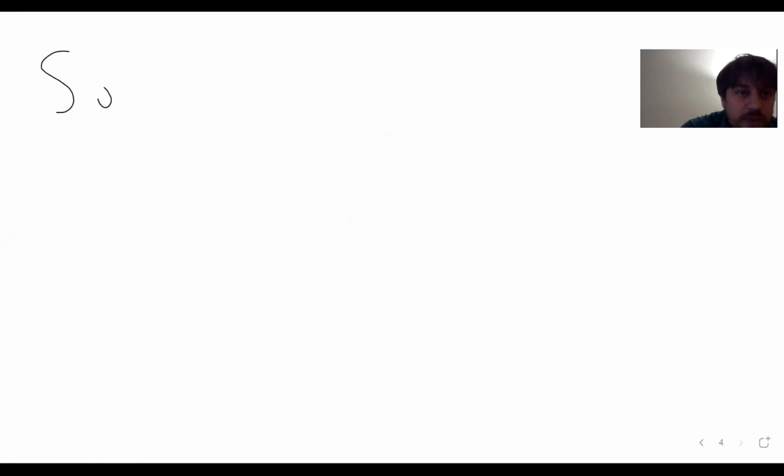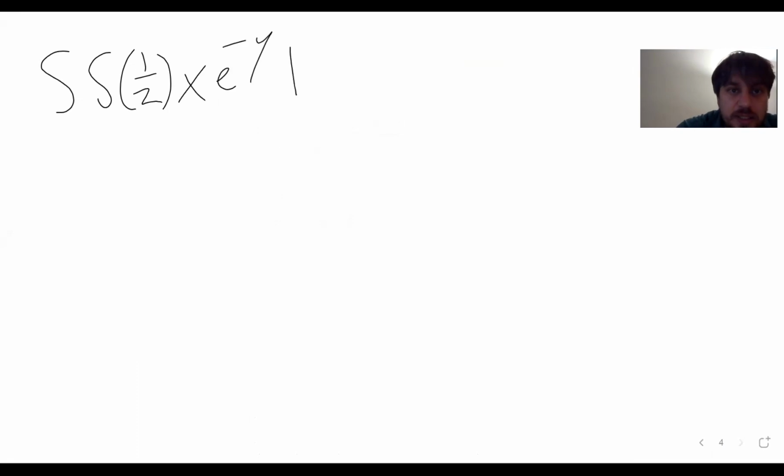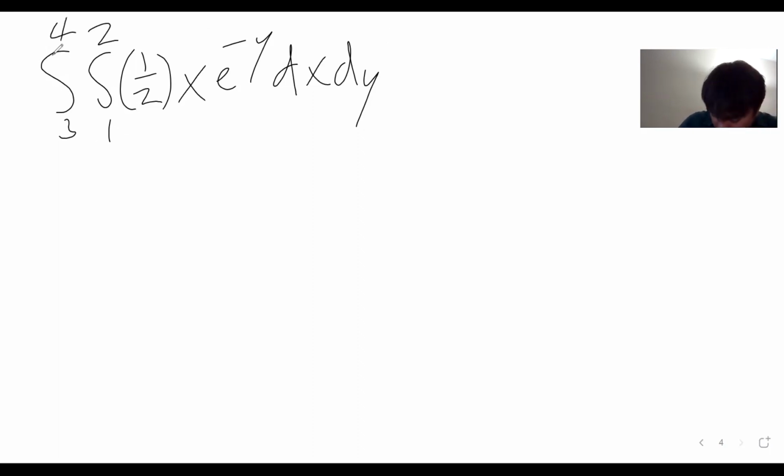Okay, so you have a double integral of 1/2 x e to negative y dx dy, from 1 to 2, 3 to 4. So x is ranging from 1 to 2, y is ranging from 3 to 4. And you want to find the value of this integral. So let's put an equal sign here for that.